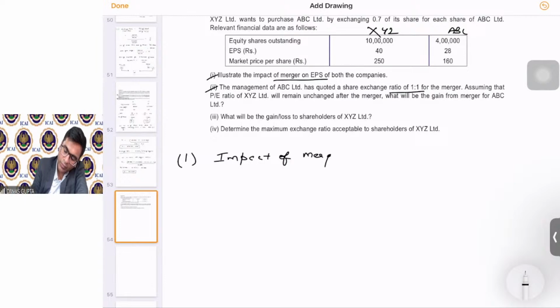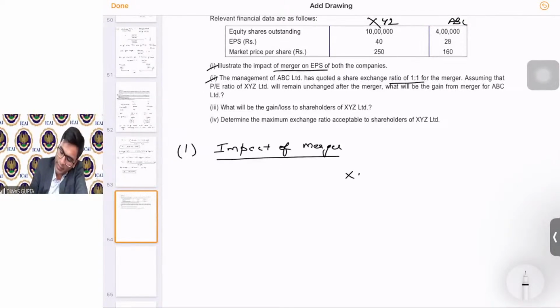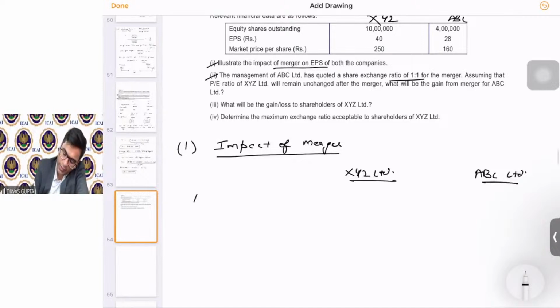Impact of merger. XYZ Limited, ABC Limited. Okay, so let's start, students. Number of shares: here it is 10 lakhs and here it is 4 lakhs.